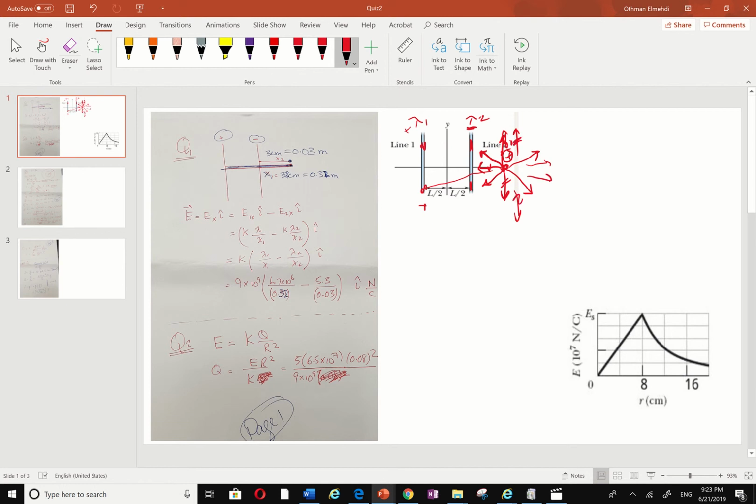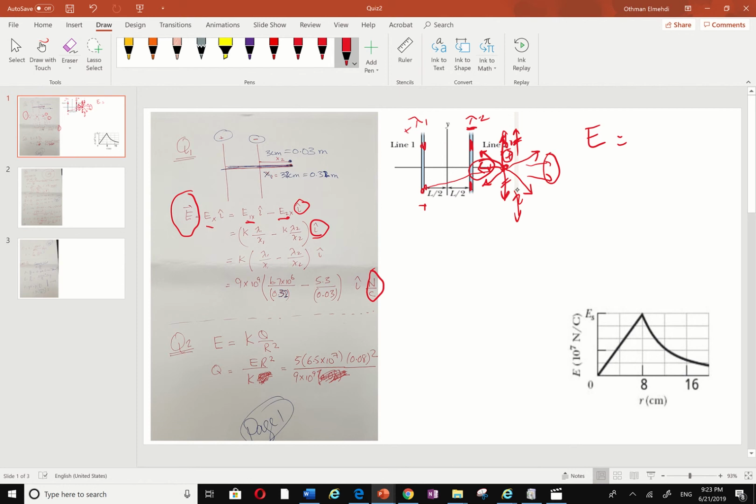So that's why here I have E equal to E1x minus E2x, where E2x, this one, is negative, and E1x, that one, is positive. Now, please don't forget the i hat here. Most of you forgot the direction, with the exception of 3 or 4, and some of you also forgot to mention the units.